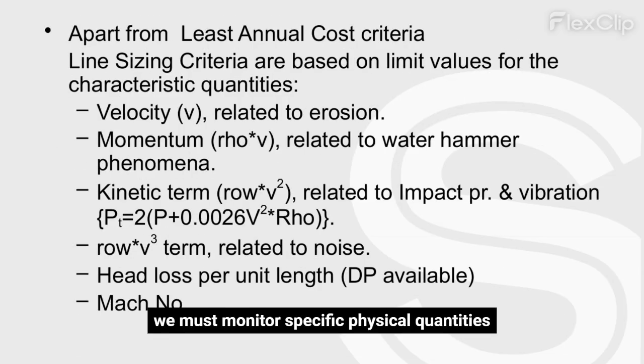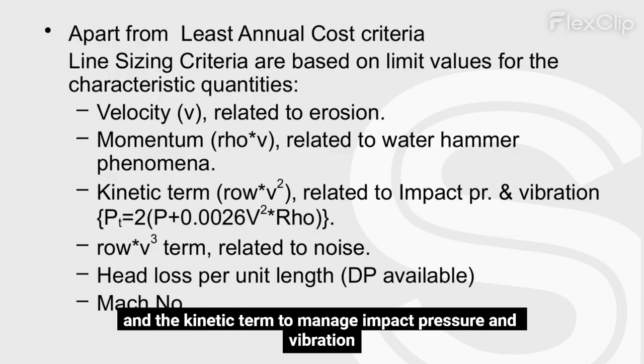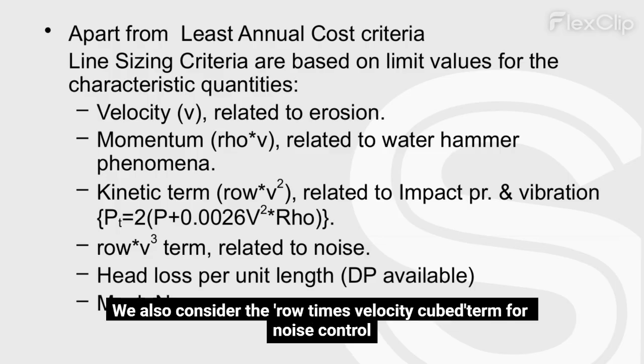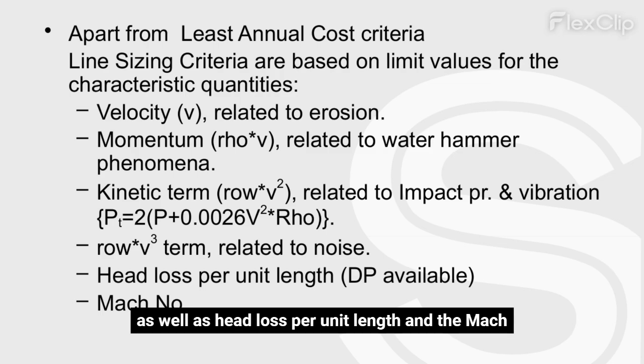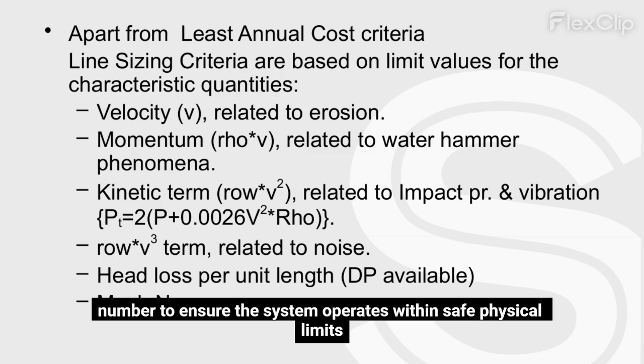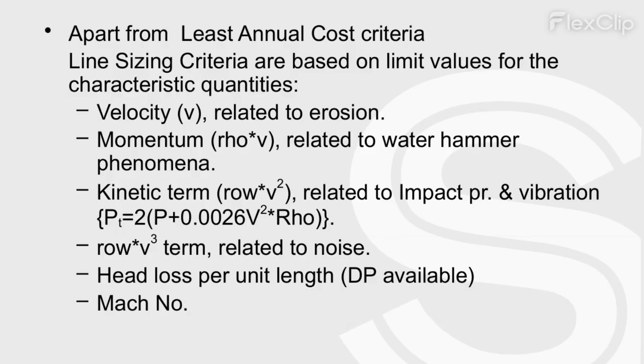Beyond costs, we must monitor specific physical quantities. We look at velocity to prevent erosion, momentum to avoid water hammer, and the kinetic term to manage impact pressure and vibration. We also consider the rho times velocity cubed term for noise control, as well as head loss per unit length and the Mach number to ensure the system operates within safe physical limits.